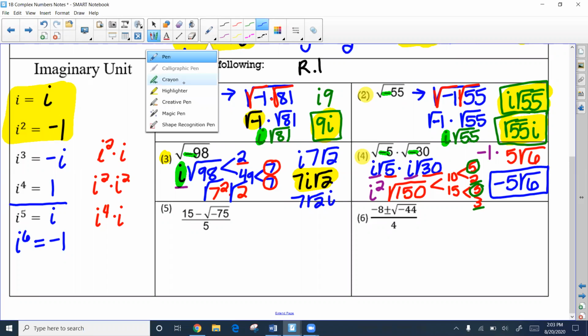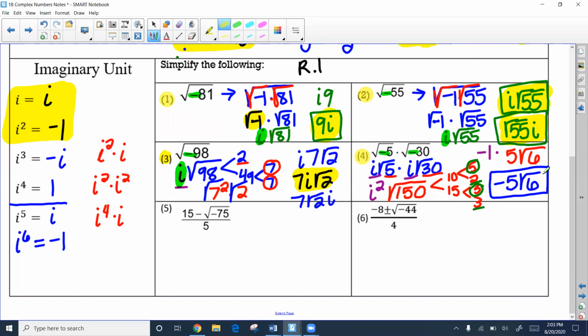So notice after we simplify, there's not an i in our answer anymore. There's no more imaginary. It's actually a real number because i squared simplified to -1. Okay. So that was number 4. That was multiplying. We rewrote the radicals with i's first, and then we multiplied together.